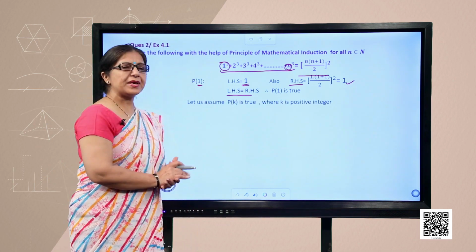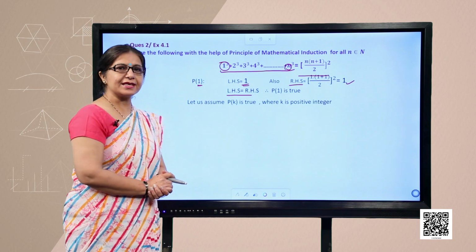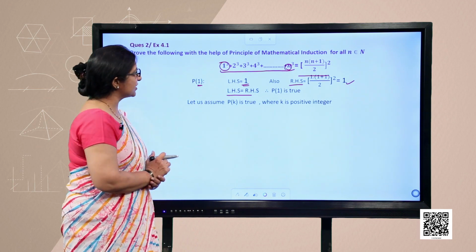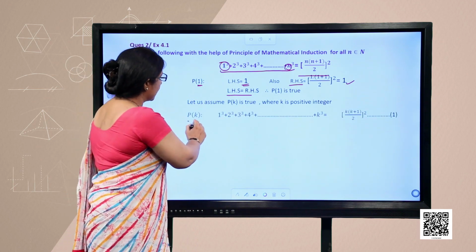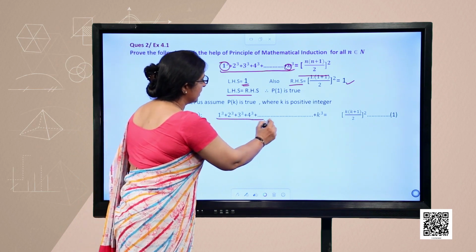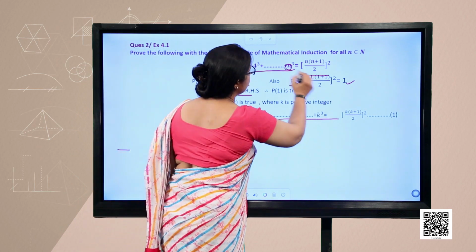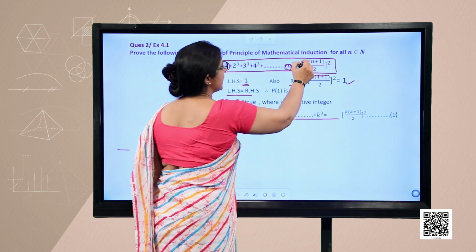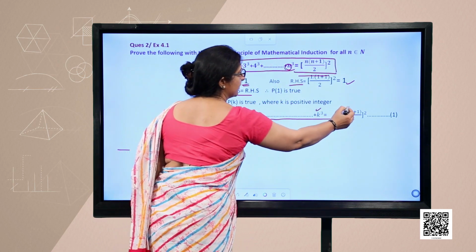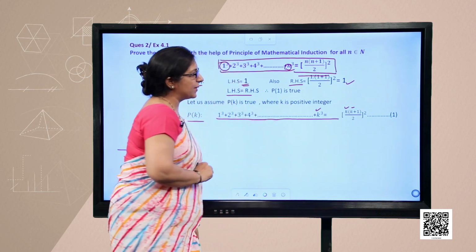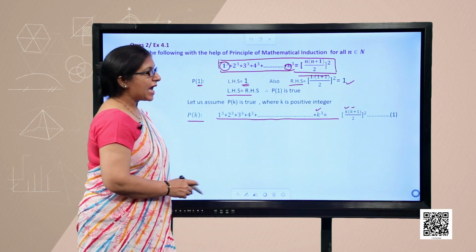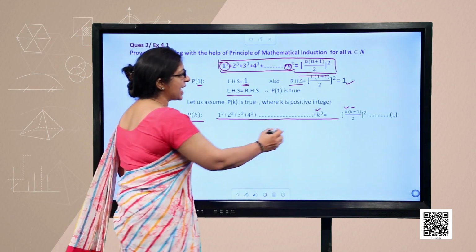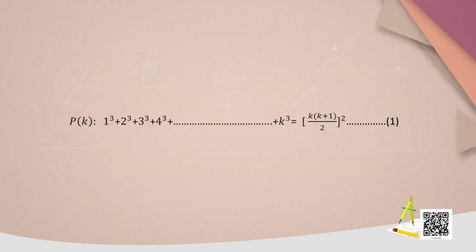Let us assume Pk is true where k is any positive integer. Pk, we are writing the same given statement again, only by replacing n by k. As you can see, we have replaced n by k and we name this equation as first equation because we will be using this equation for further proving the statement.